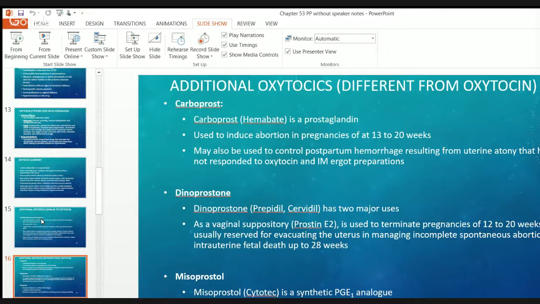And then when we're actually looking at the induction process, again, we can look at things like the Prepidil or the Cervidil we see here. So you see as a vaginal suppository, it's used to terminate pregnancies of 12 to 20 weeks. It's also used for evacuating the uterus and managing incomplete spontaneous abortion or intrauterine fetal death up to 28 weeks. When we look at the Misoprostol or the Cytotec, it's another synthetic PGE analog. And it produces uterine contractions. And we see an off-label use of it, which is actually how I've seen it used the most, which is the effective use of using it to produce cervical ripening and initiating labor.